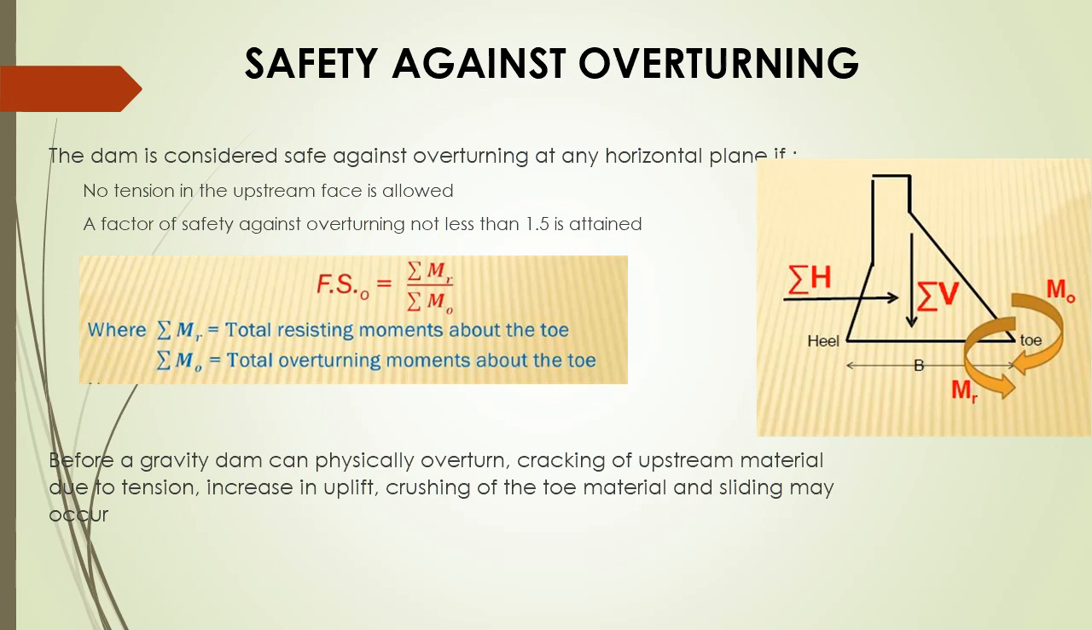The dam is considered safe against overturning at any horizontal plane if no tension in the upstream face is allowed, and a factor of safety against overturning not less than 1.5 is attained. The equation to find the factor of safety against overturning is given here. The diagram shows development of overturning moment and resisting moment. Before a gravity dam can physically overturn, cracking of upstream material due to tension, increase in uplift, crushing of the toe material and sliding may occur.